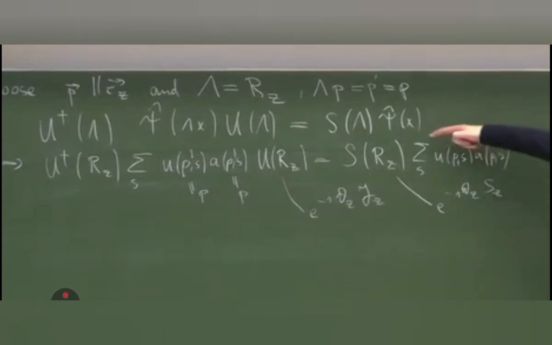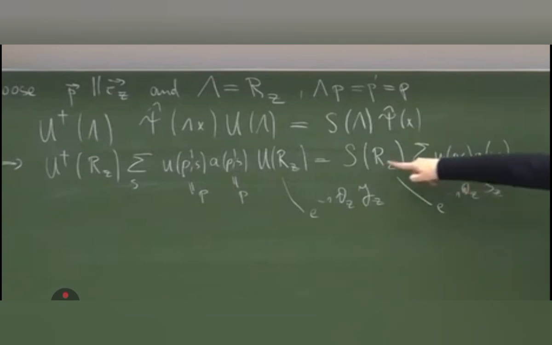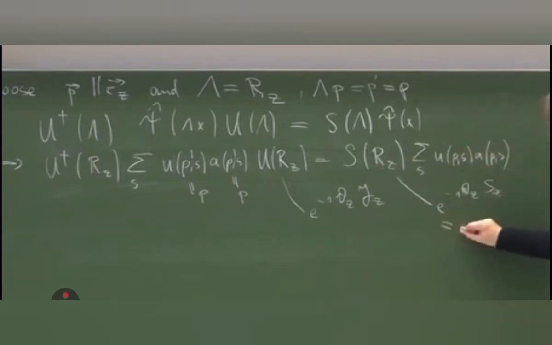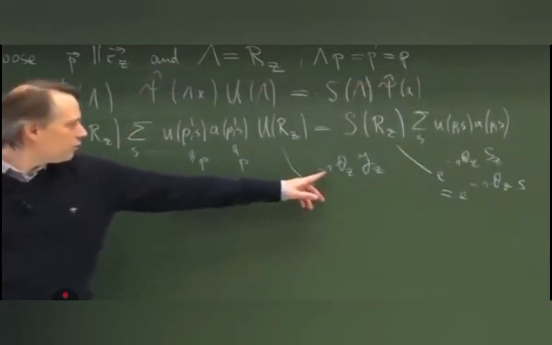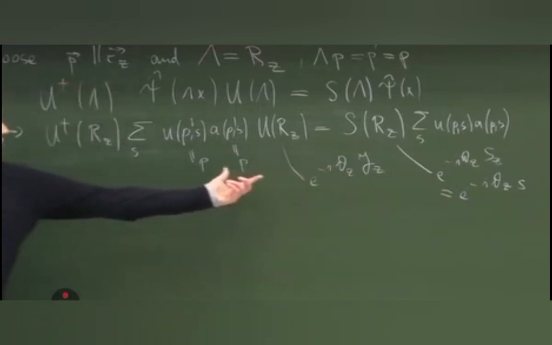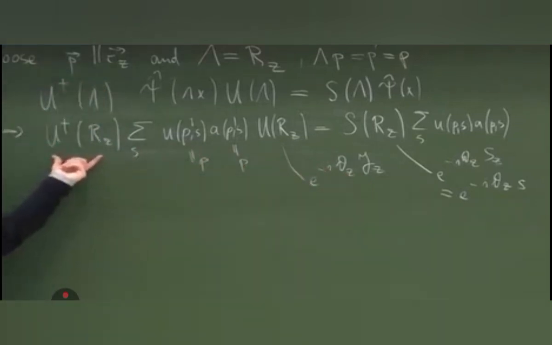And now we discover that since we have chosen our spinor u of p comma s as an eigenspinor of the Sz matrix, we know how that transforms under the matrix S, because that is an eigenspinor, so it just becomes e to the minus i theta z times the number S. Okay, and then it would be in the sum. And here you get e to the minus i, this operator from the right, and the same operator with plus in the exponent from the left.